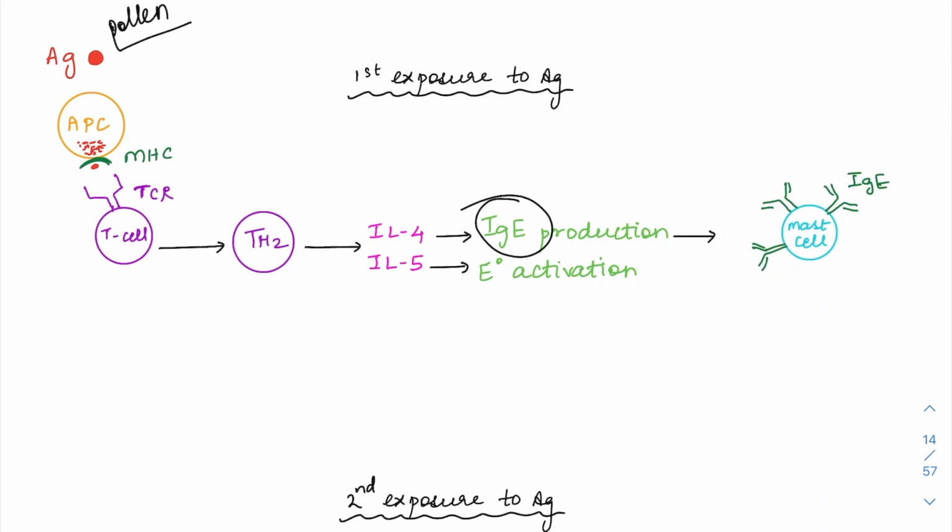What happens is that this immunoglobulin E, IgE, which was produced, is going to go and coat the mast cells. Okay, they are going to sit on the mast cells now. So this is what happens when the primary exposure to the antigen has happened.